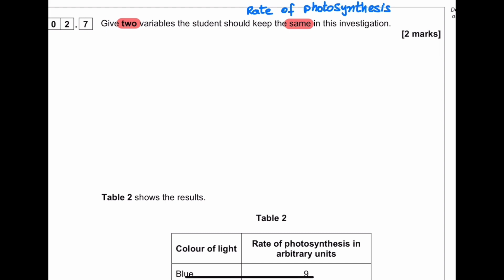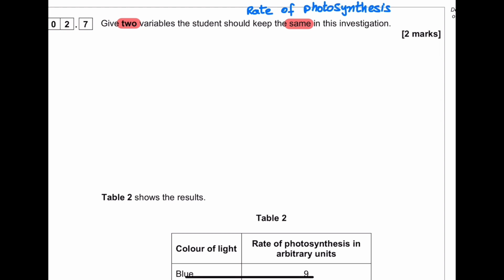The control variables in this question, the variables which are kept constant in the investigation, are the temperature of the water. And second is the distance of the light from the pond weed, or the concentration of carbon dioxide in the water also. So these are the variables which must be kept constant or same throughout the investigation to see the effect of light colors on the rate of photosynthesis.